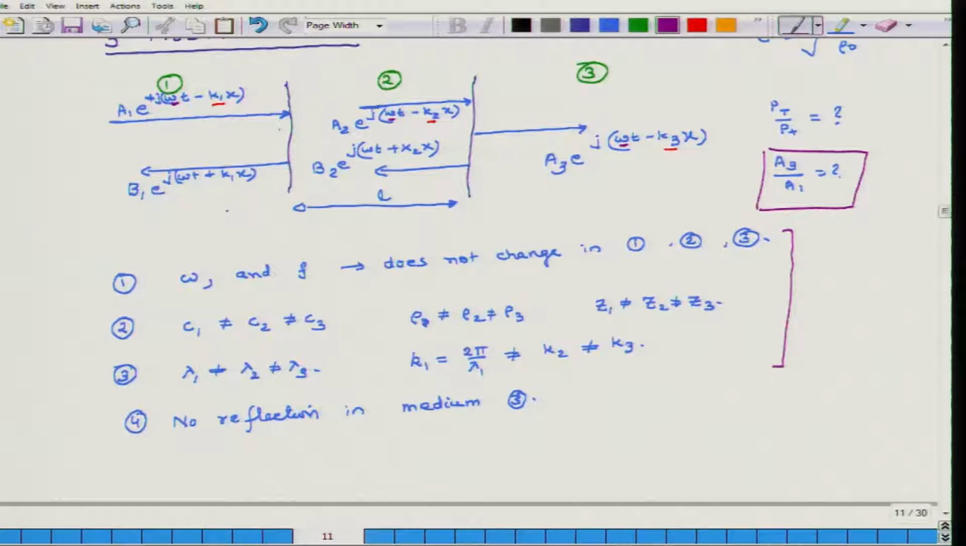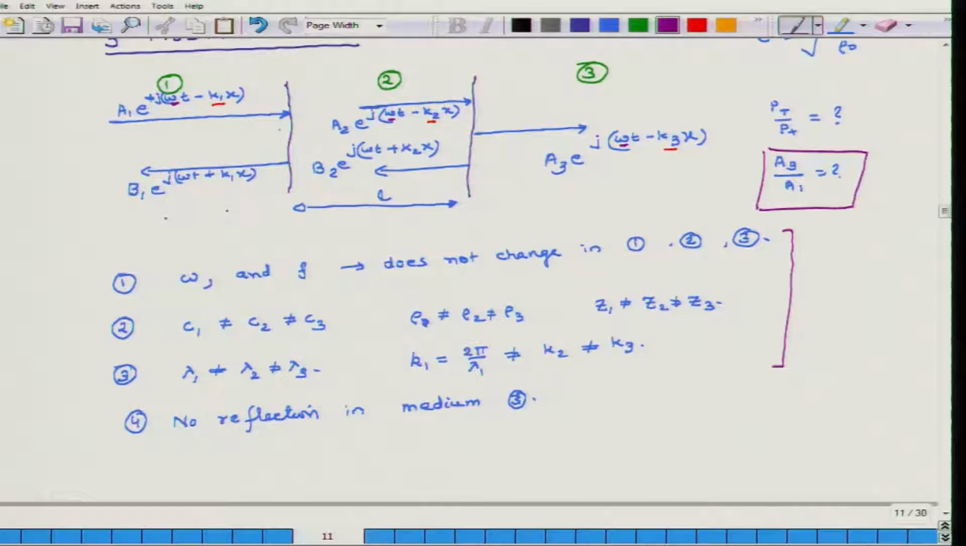Overall we will have 6 transmission line equations, but then how many unknowns do we have? A1, B1, A2, B2, A3, so 5, and then of course k1, k2, all these things are also unknowns. So, we have more unknowns and a smaller number of equations. So, we need some additional conditions. Those additional conditions come from the interface.